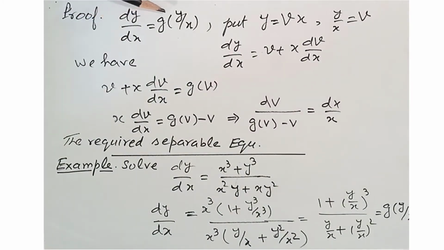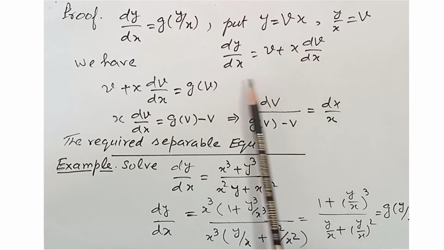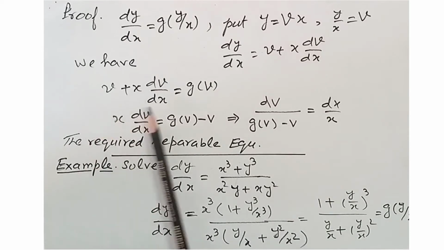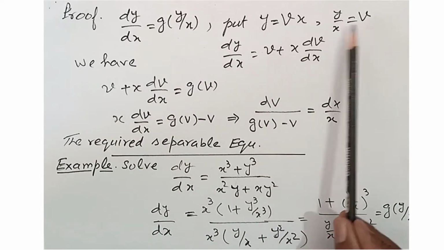dy by dx equal to g of y over x. Suppose this is the homogeneous equation. We put y equal to vx, and v equal to y over x. Differentiate this term with respect to x by using the product formula. dy by dx equal to v plus x into dv by dx. So in place of dy by dx we put v plus x into dv by dx, and in place of y by x we put v. Here y by x equal to v.